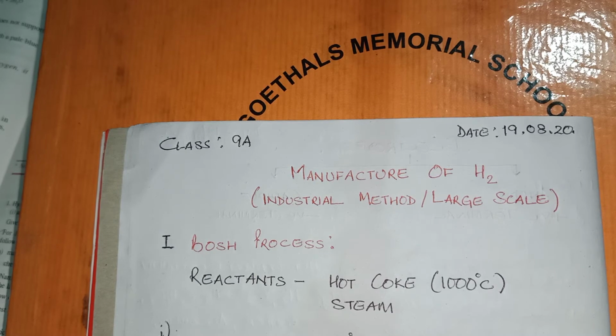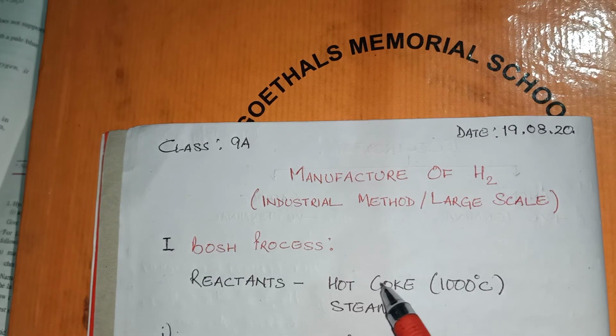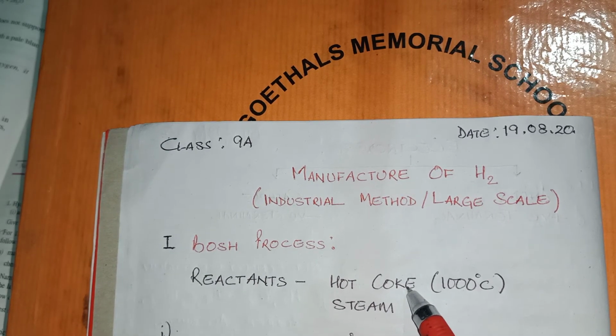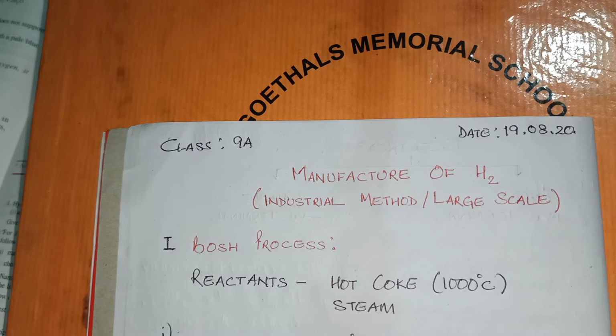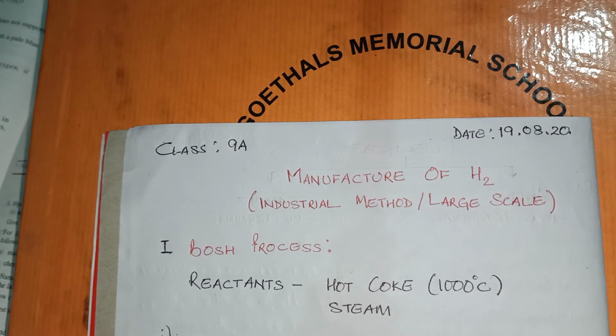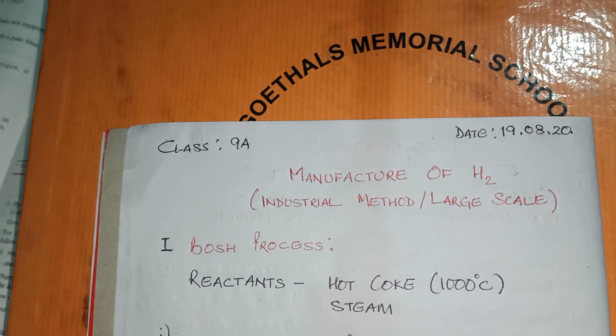So in the Bosch process we need two reactants or two substances to start the reaction. First, we need hot coke, which must be around 1000 degrees Celsius, and we also need steam. So hot coke and steam are the two reactants in the Bosch process of manufacturing hydrogen. Now what do we have to do? We have to follow some steps, so we will discuss those steps one by one.